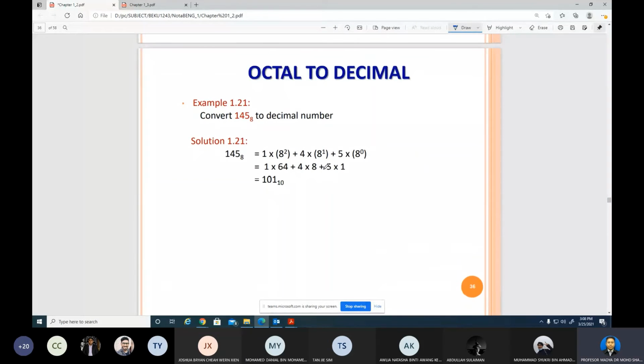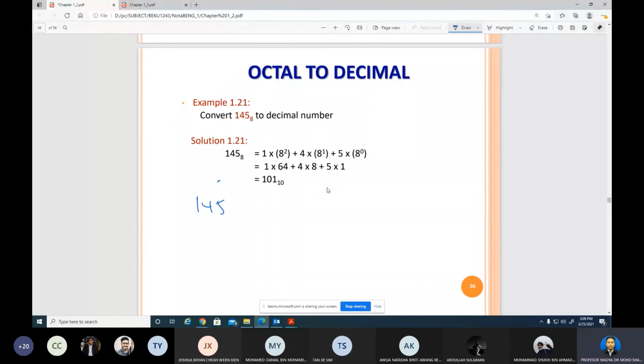Alright, and then next you can convert octal to decimal. This is straightforward using the method mentioned to you. You can use this one, or you can use the division. For example, you can use multiplication. For example, this one: 1, 4, 5.